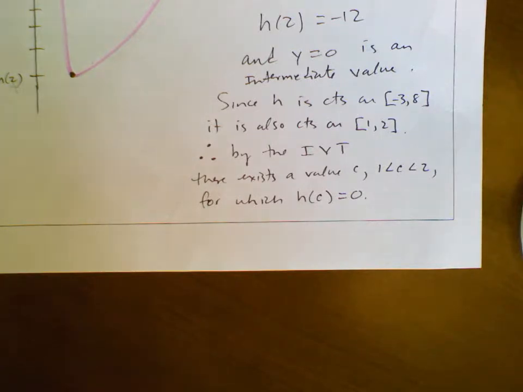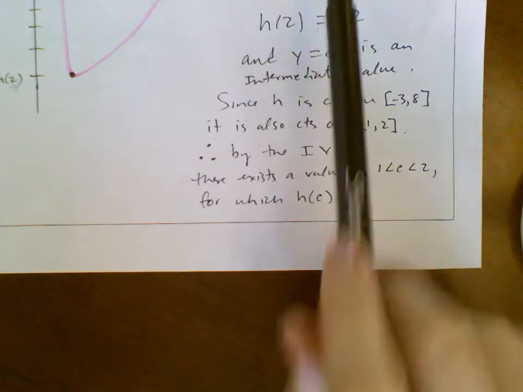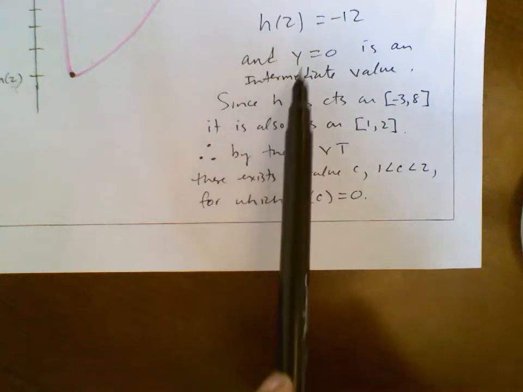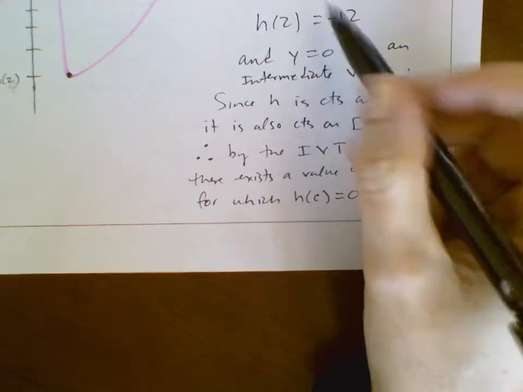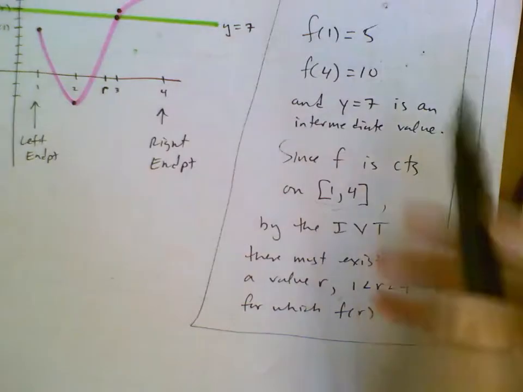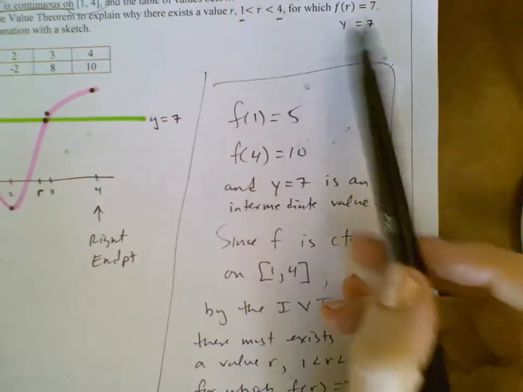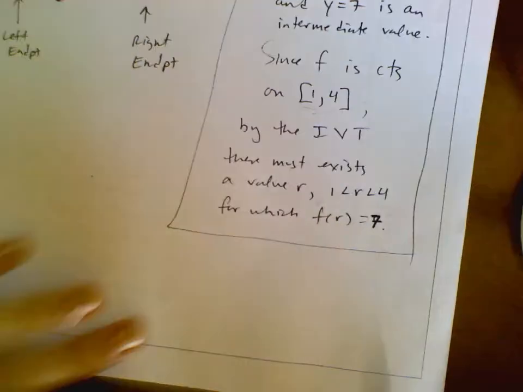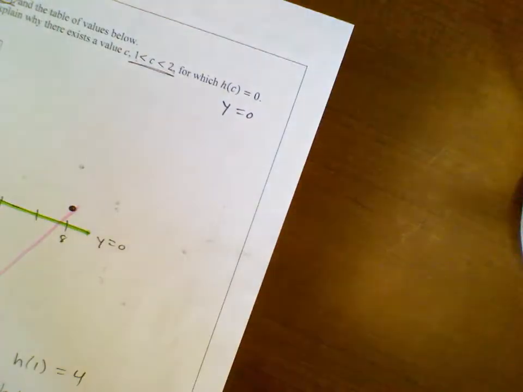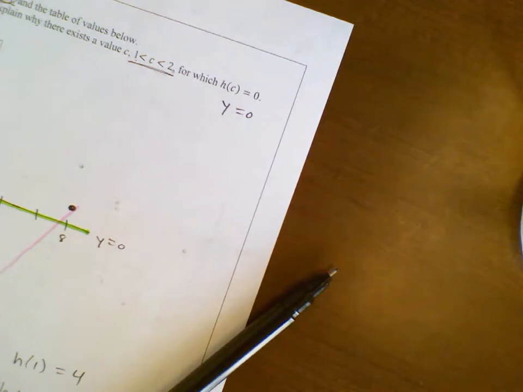Okay, guys, I am wondering, and we could talk about this in class, I'll ask you guys, if it makes more sense, instead of saying Y equals 0 here, to say H of C equals 0, and instead of saying Y equals 7 here, to say F of R equals 7. Because in the end, that's what we're trying to say anyway. I don't know. We'll think about it and talk about it in class and see if we want to do that instead. I'm sure both are fine, but I want to do whatever works for you.